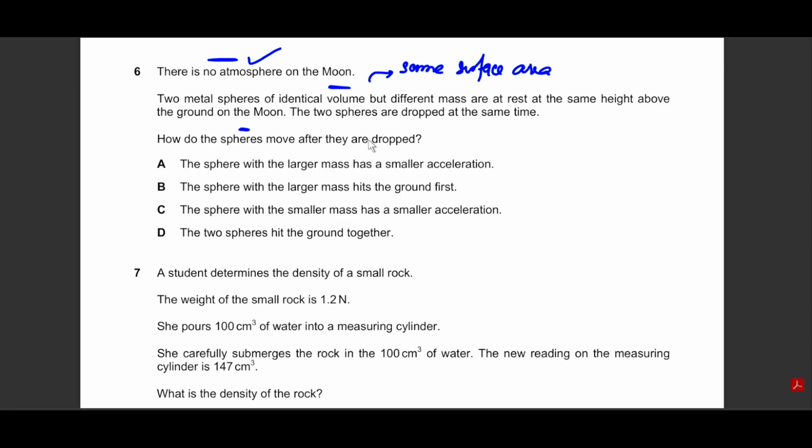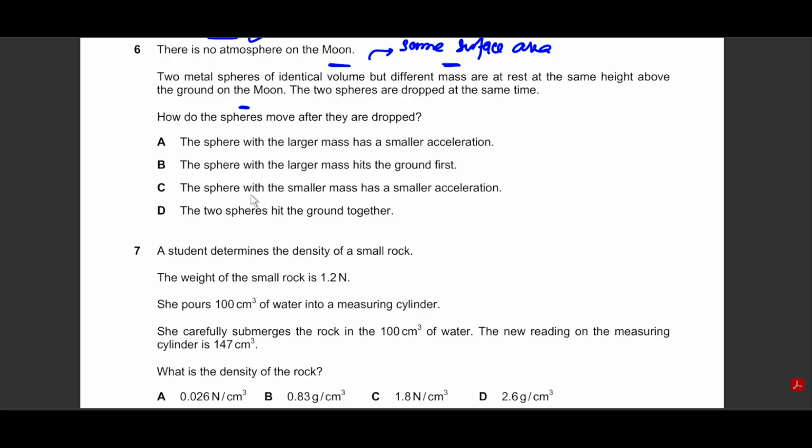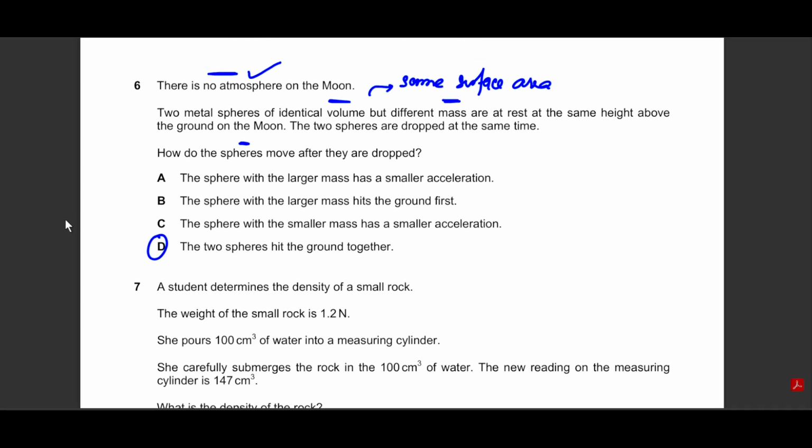He asks how the spheres move after they are dropped. They are probably of different masses. One of them might be heavier, one of them might be less massive. So the idea is that they will hit the ground together because the atmosphere is missing. The same thing will happen on Earth.